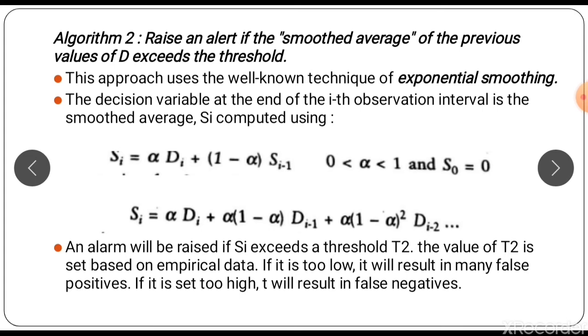So what we will get is this. An alarm will be raised if Si exceeds a threshold T2. The value of T2 is set based on empirical data. If it is set too low, it will result in many false positives. If it is set too high, it will result in false negatives.